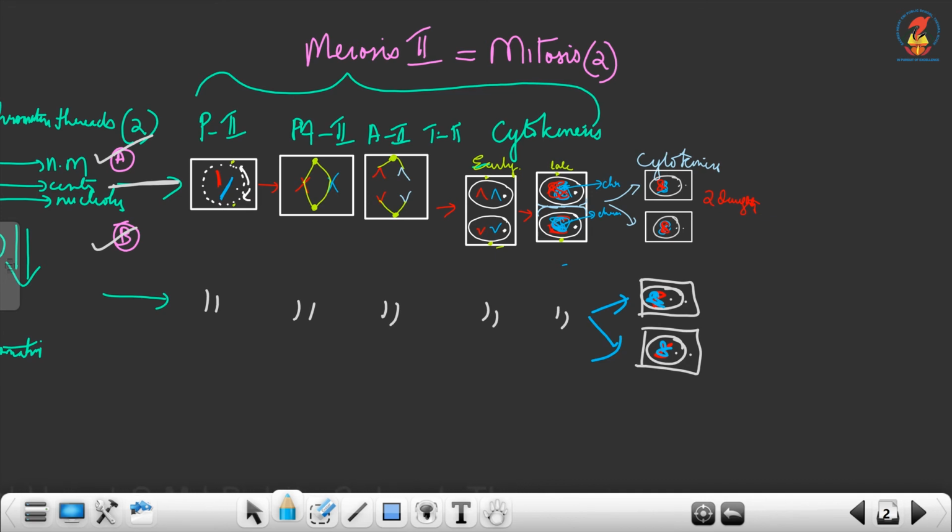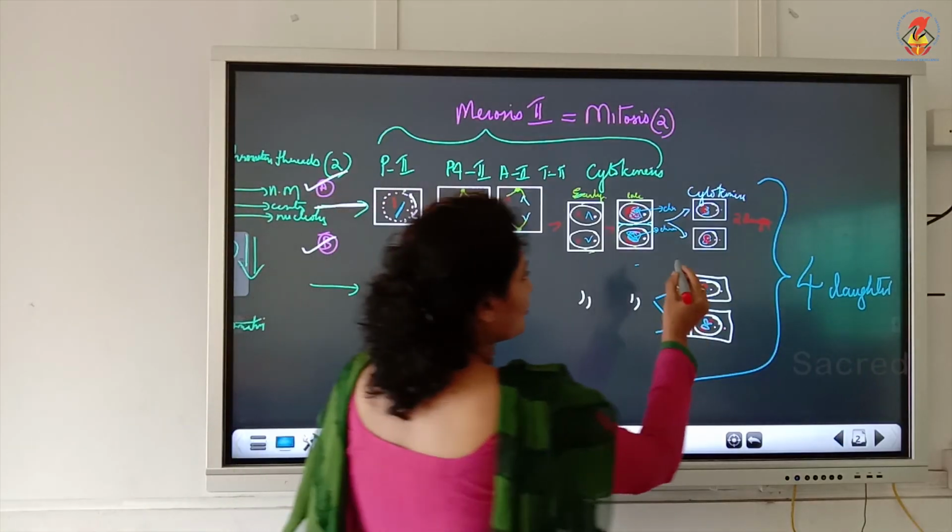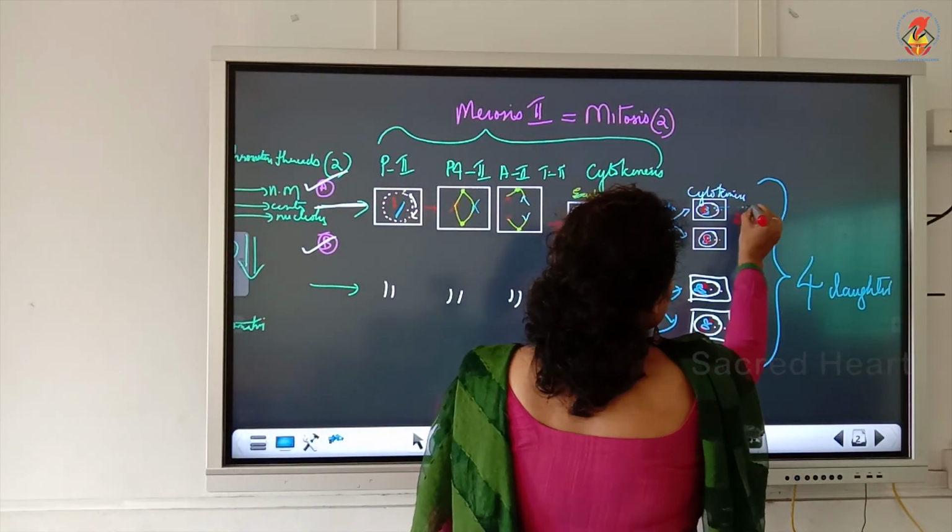So, finally, the end product of meiosis is 4 daughter cells. So, it matches with the distinction between mitosis and meiosis. Ultimately, how many daughter cells are produced as a result of meiosis? 4 daughter cells. And what is the chromosome number of each daughter cell? It is 2.